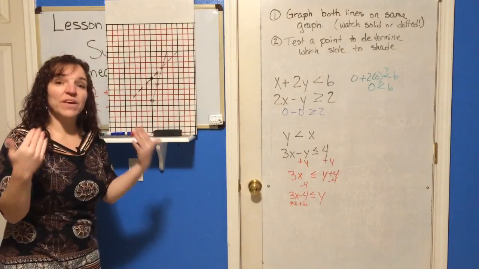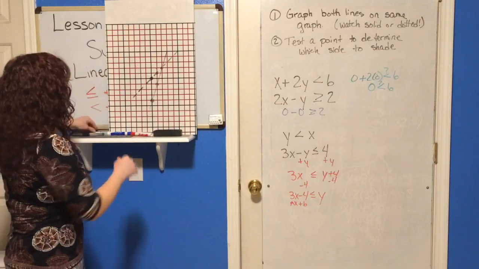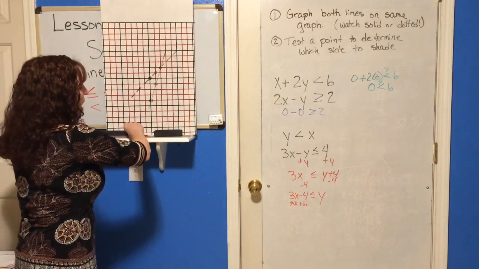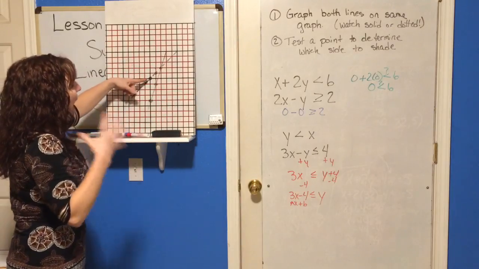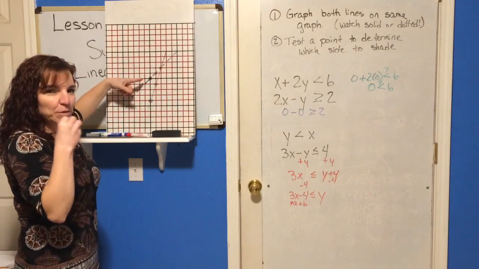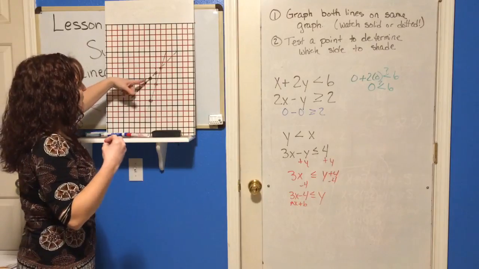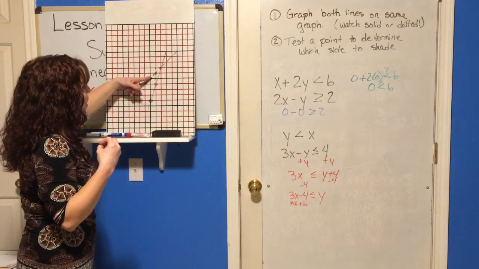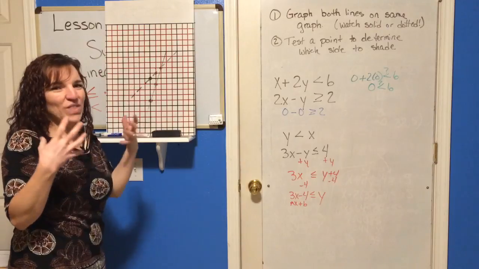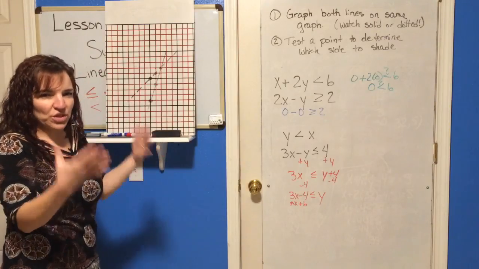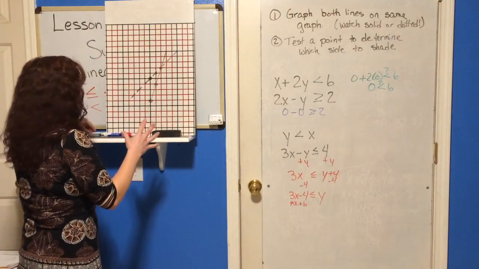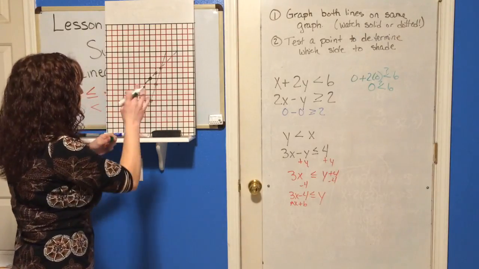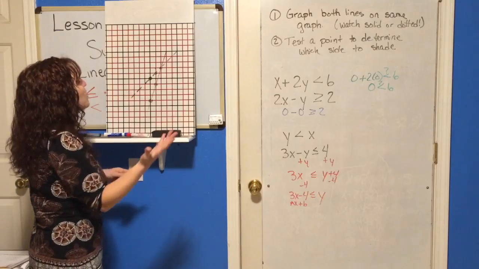We're not done yet. Now we have to shade. So here's a case where, going back to our first line, I said I always pick 0, 0 because it's easiest. But if you look here, 0, 0 is on the line. So that doesn't help me. Of course it's going to be true. It's on the line. That doesn't help me know which side to shade.